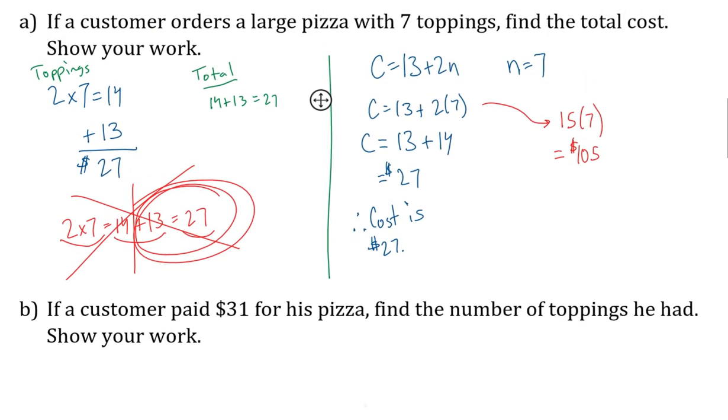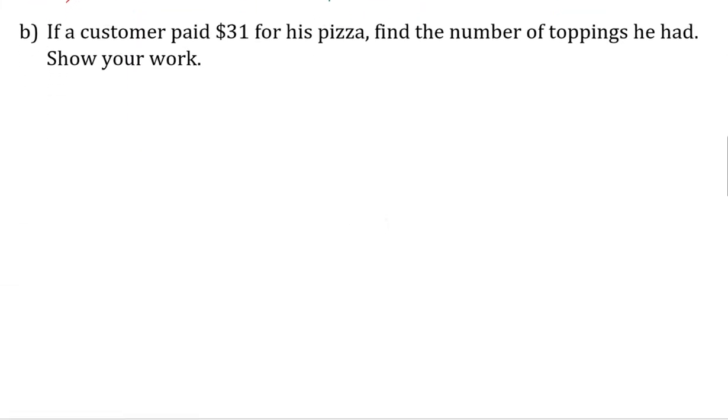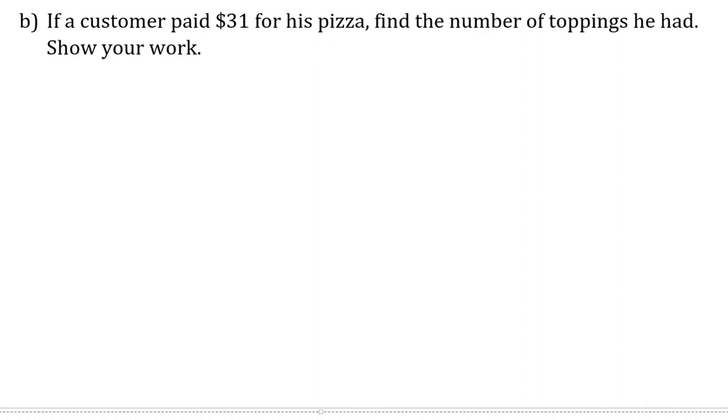So this was a question. Question A is a question where it gives you the number of toppings, and we're going to again remind ourselves how this is different from question B. Question B says, if a customer paid $31 for their pizza, find the number of toppings that they had. Show your work. So again, it says show your work, so we can't just write down an answer. You can't just figure it out in your head.